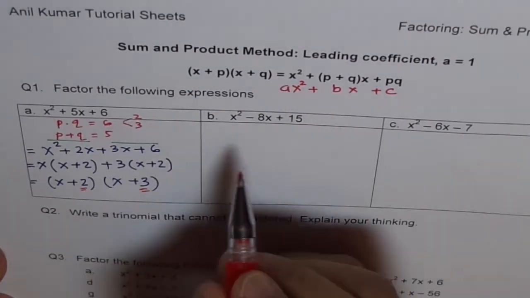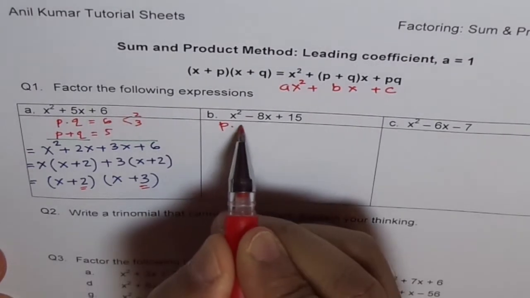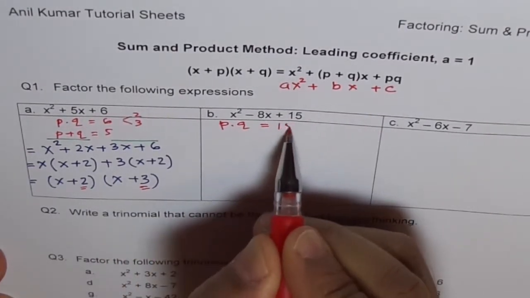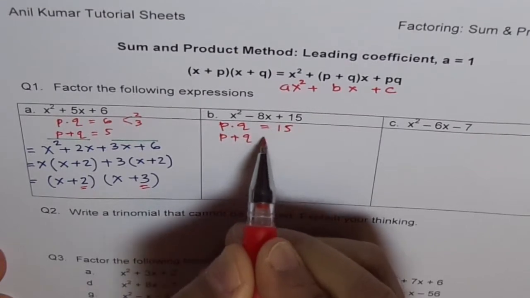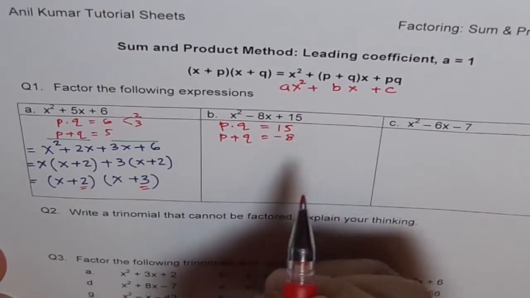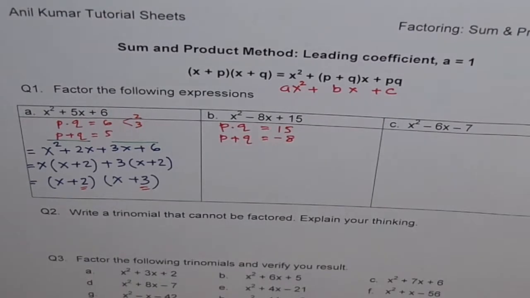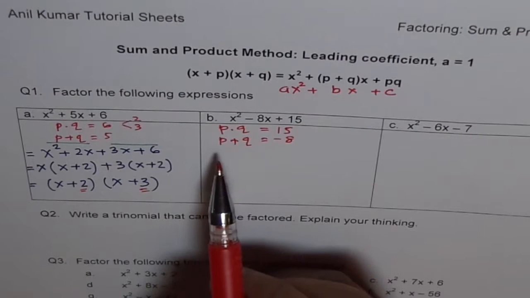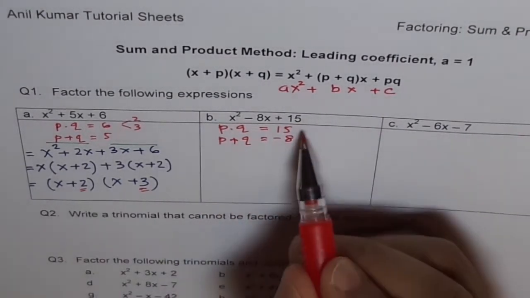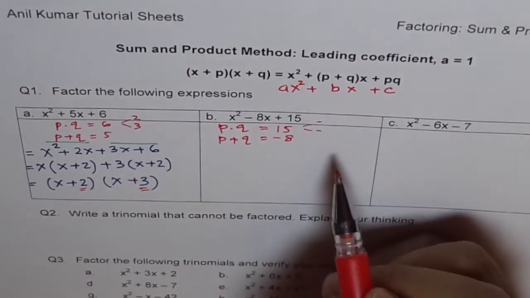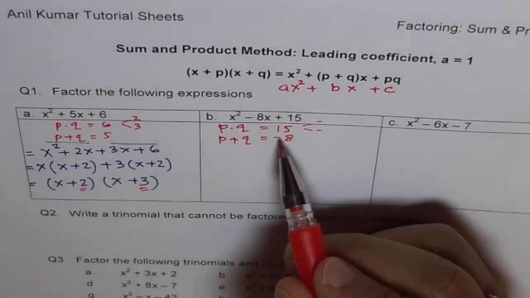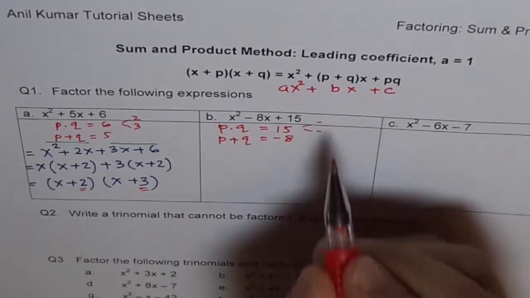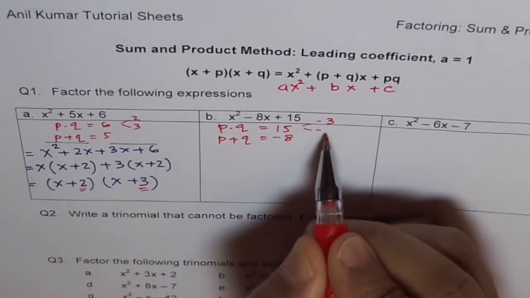Let's try this one: x squared minus 8x plus 15. So p times q should be how much? 15. And p plus q should be how much? Minus 8. If you want 15 as the product, then the sign of both numbers should be the same, either both minus or both plus. But since when we add we get minus, the two numbers are negative. Is that okay? So let's try factors of 15, 3 and 5. So simple.